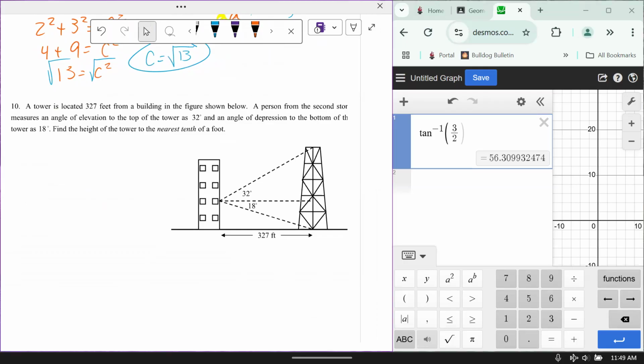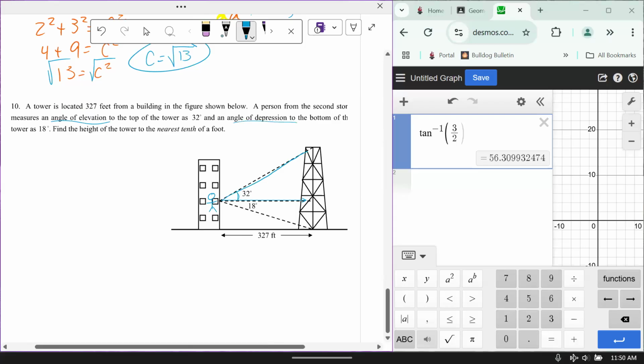All right, a tower is located 327 feet from a building in the figure below. A person in the second story measures the angle of elevation to the top. Okay, so here's our horizontal line in our second story. Our guy right here is me. His angle of elevation, the line of sight above our horizontal line, gives us 32 degrees.